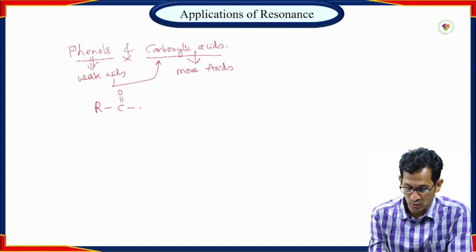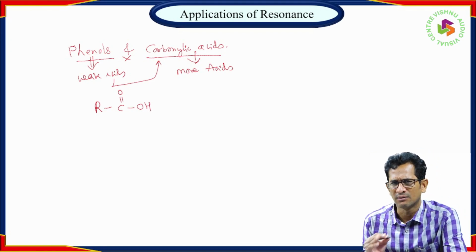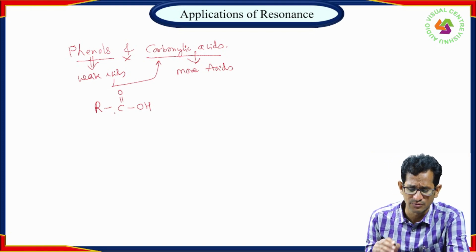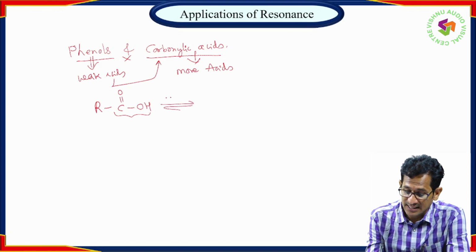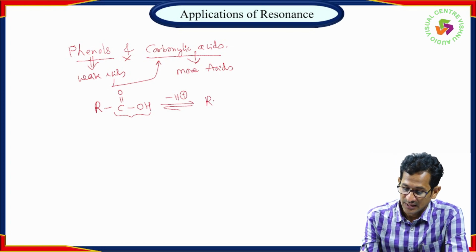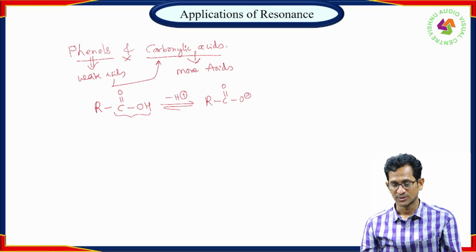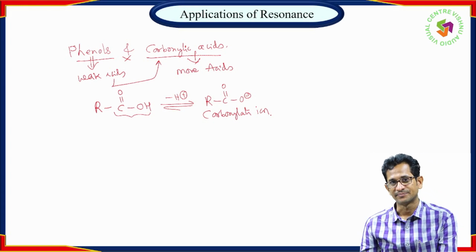C double bond O, O H. The R group may be whatever it may be. We can write methyl, phenyl, whatever group. So we are not focusing on that; we are just focusing on the carboxylic group. Once it acts as an acid, it readily loses the H plus ion and converts into C double bond O, O minus. This is called the carboxylate ion.